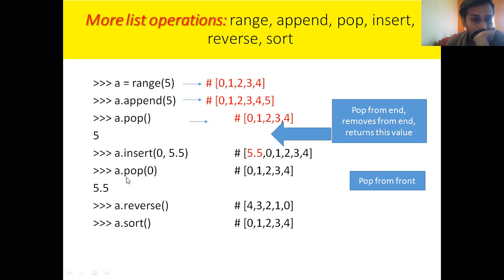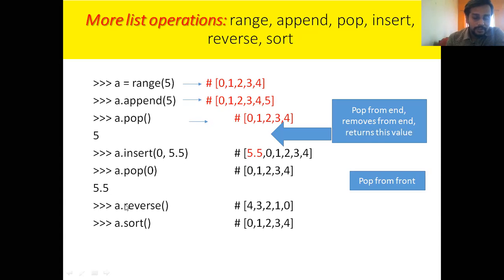Now here is a dot pop of 0. If I do not mention any position, the last element is going to be deleted. If I mention the position, the particular element is going to be deleted. A dot pop of 0: what is the element at position 0? 5.5. The 5.5 is deleted. So this is the operation of insert and pop in Python.